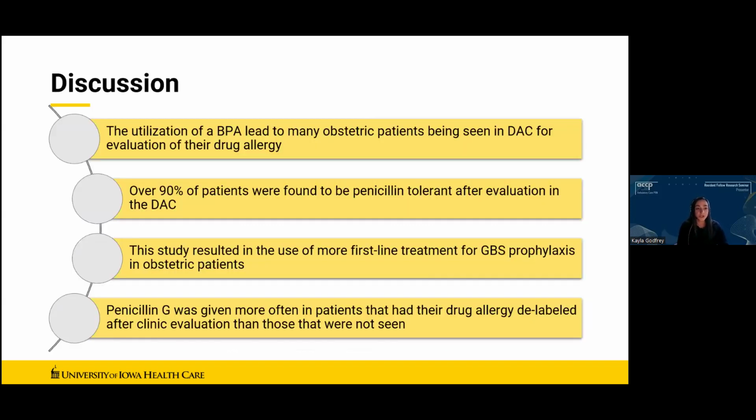So kind of in conclusion here, the utilization of our BPA led to many obstetric patients being seen in drug allergy clinic for the evaluation of their drug allergy. And over 90% of patients were found to be penicillin tolerant after evaluation. This study resulted in the use of more first-line treatment for GBS prophylaxis in obstetric patients. And penicillin G was given more often in patients that had their drug allergy delabeled after clinic evaluation than those that were not seen.